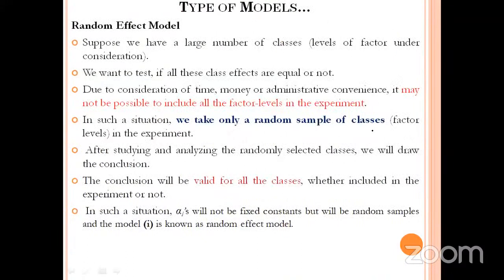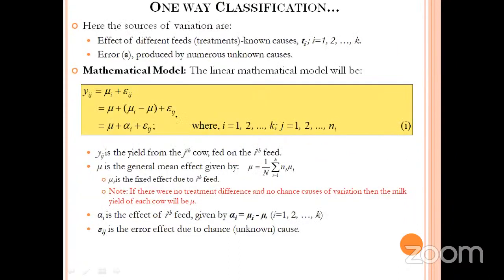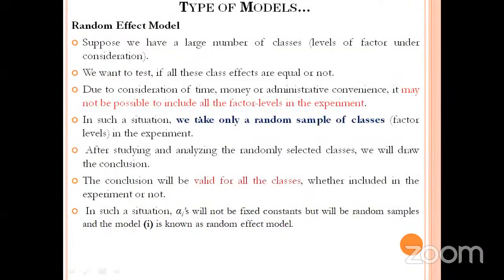One-way ANOVA, two-way ANOVA. There is also something called the random effect model and the fixed effect model. This is not so important, they will not ask. But remember one thing: in the fixed effect model, the difference between the sample mean and population mean will be constant. That is fixed effect. And when you take a random sample and then try to estimate the ANOVA, we call it the random effect model.